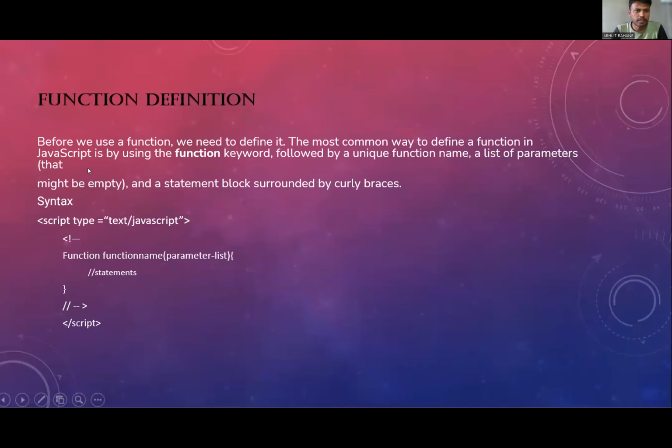This is the function definition. Before you use a function, we need to define it. The most common way to define a function in JavaScript is by using the function keyword followed by a unique function name, a list of parameters that might be empty, and a statement block surrounded by curly braces. Here is the syntax of a function.